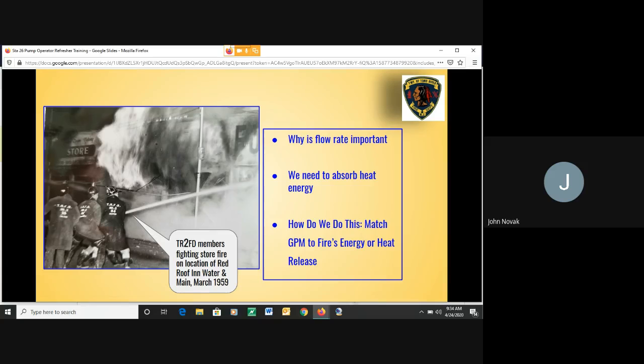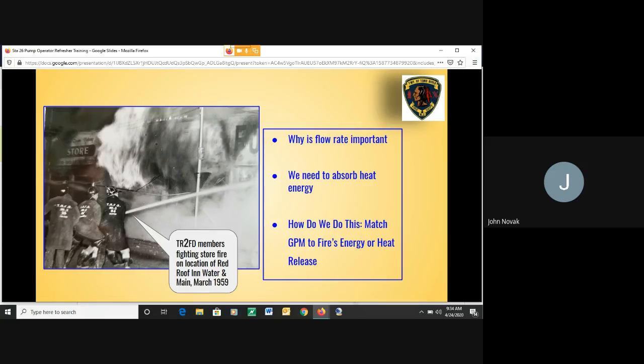So if you can look to the picture at the left, fire company number 2 members back in 1959 at a fire on actually Water and Main Street. It's where the Red Roof Inn used to be. There used to be a strip of stores there, a furniture store, a few other stores. You can see they're using what appears to be a 2.5-inch nozzle. So they knew back then they had to have high flow rates.